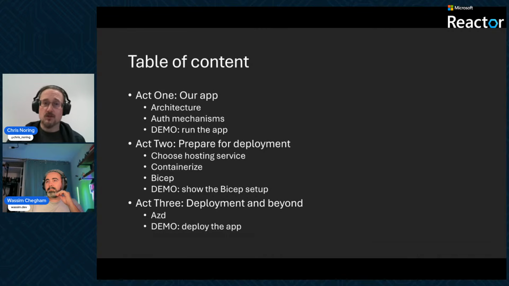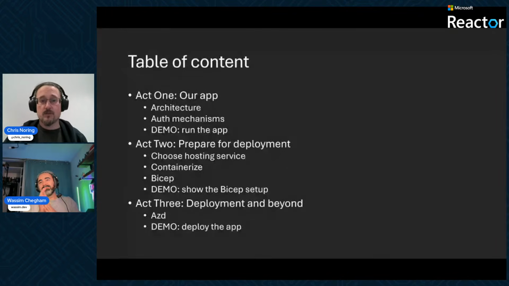In Act 2, we'll talk about how to prepare for deployment, meaning how do we choose a hosting service? On Azure, there are so many choices. Then, do we need to containerize? Maybe. Bicep, I think you're going to talk about Bicep, right, Wasim? A little bit. And in our final act, we'll talk about the deployment and some beyond.